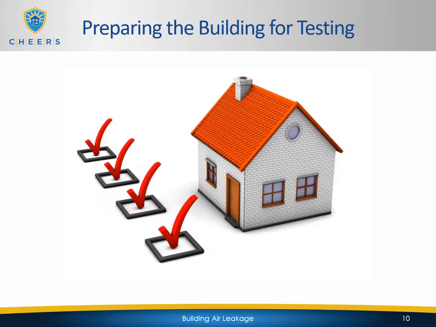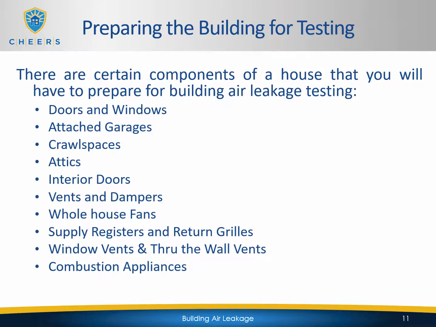Before we actually conduct the test, we have to prepare the house for testing. There are different things that we have to prep and make sure are in the correct setting before we can actually run the blower door. Certain components of a house you will have to prepare for building air leakage testing, and those are doors and windows, attached garages, crawl spaces, attics, interior doors, vents and dampers, whole house fans, supply registers and return grills, window vents and through-the-wall vents, and combustion appliances.